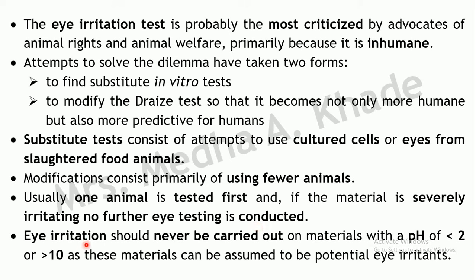Even the eye irritation test should never be carried out for any substances which have a pH of less than 2 or more than 10, because this pH is highly irritating to the eye. So if you know the pH of your chemical, and it is found to be below 2 or more than 10, you should never go for the eye irritation test, because such chemicals already have the potential for eye irritation.